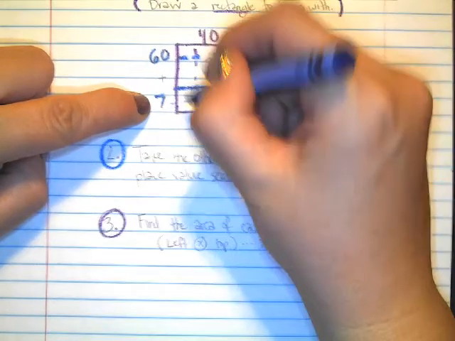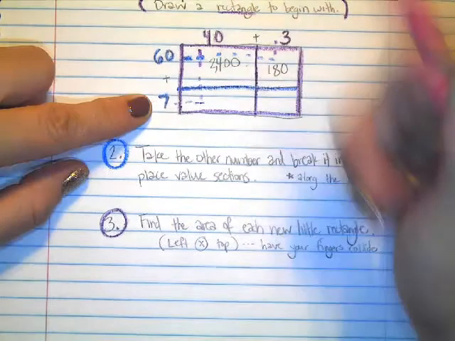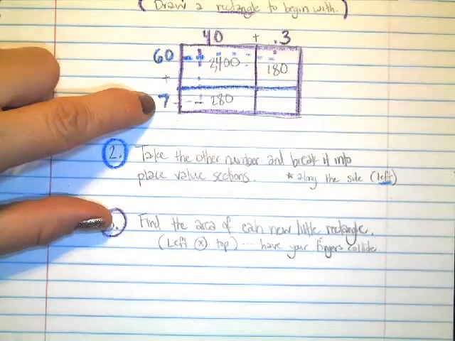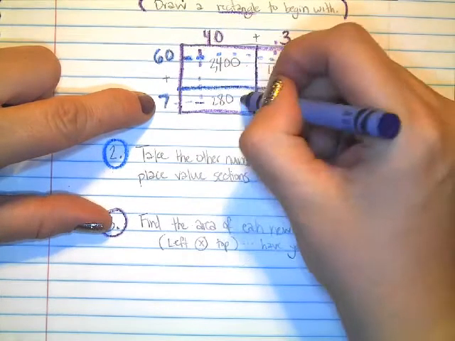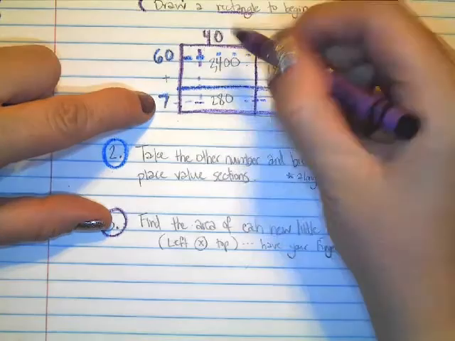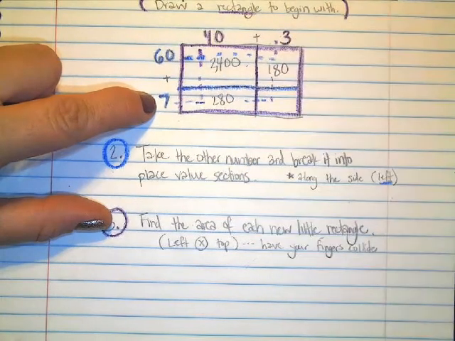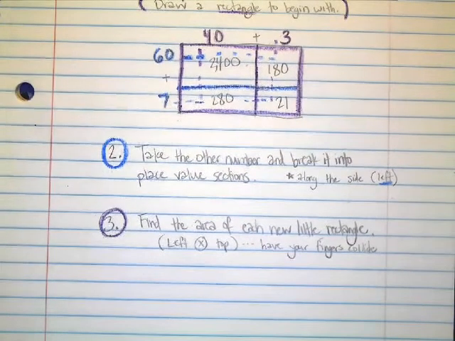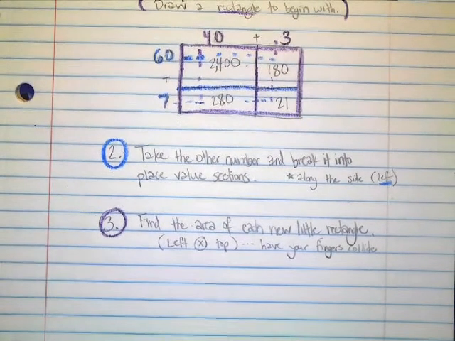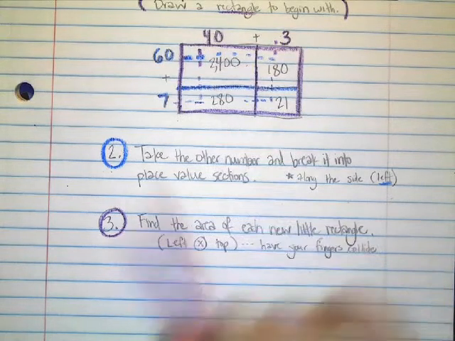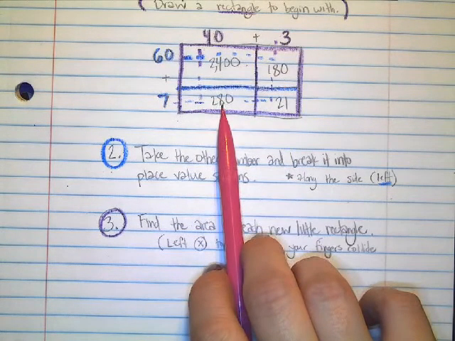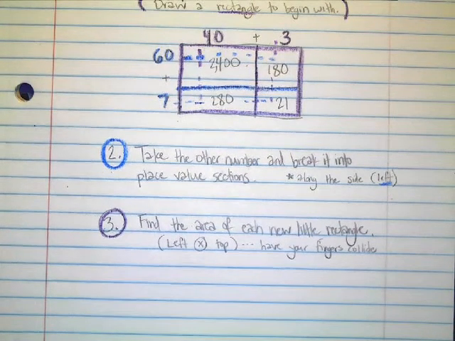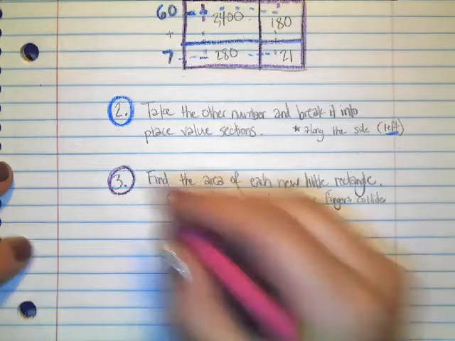Okay, let's see what else we can get to collide. The 7 goes across, the 40 is still coming down, and boom, they're going to hit into each other. So 40 times 7 is 28 with a 0. And then the 7 still goes across. You've got to still find this rectangle. And the 3 is still coming down. So 7 times 3, 21. Okay, I did step number 3. I found the area of each new little rectangle: 2,400, 180, 280, and 21.